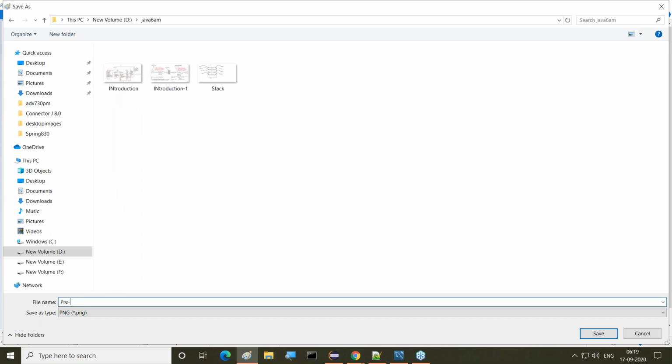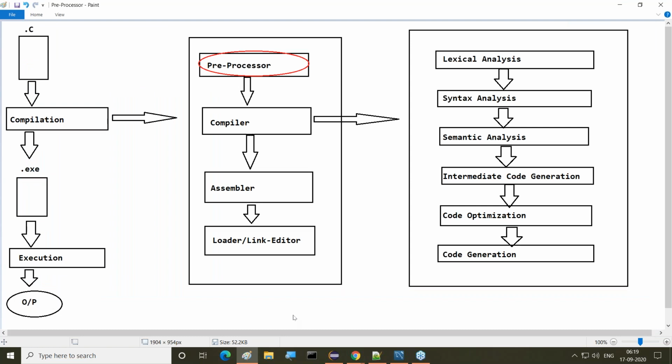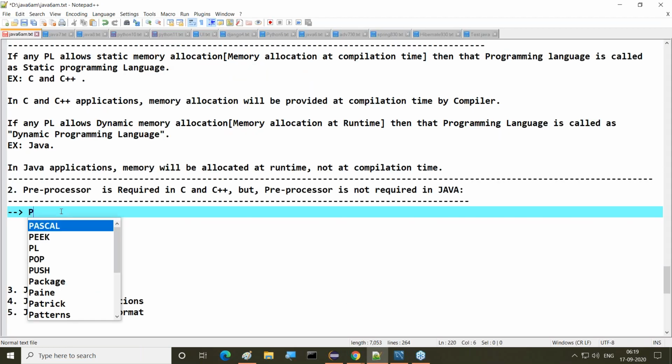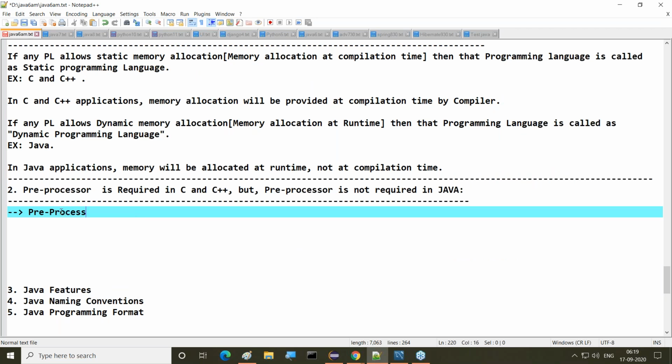So this is what I'm telling you, the preprocessor. This is the preprocessor part. Okay, finally, I want to give a simple comment. What is that comment? The preprocessor is one of the components in the compilation process.